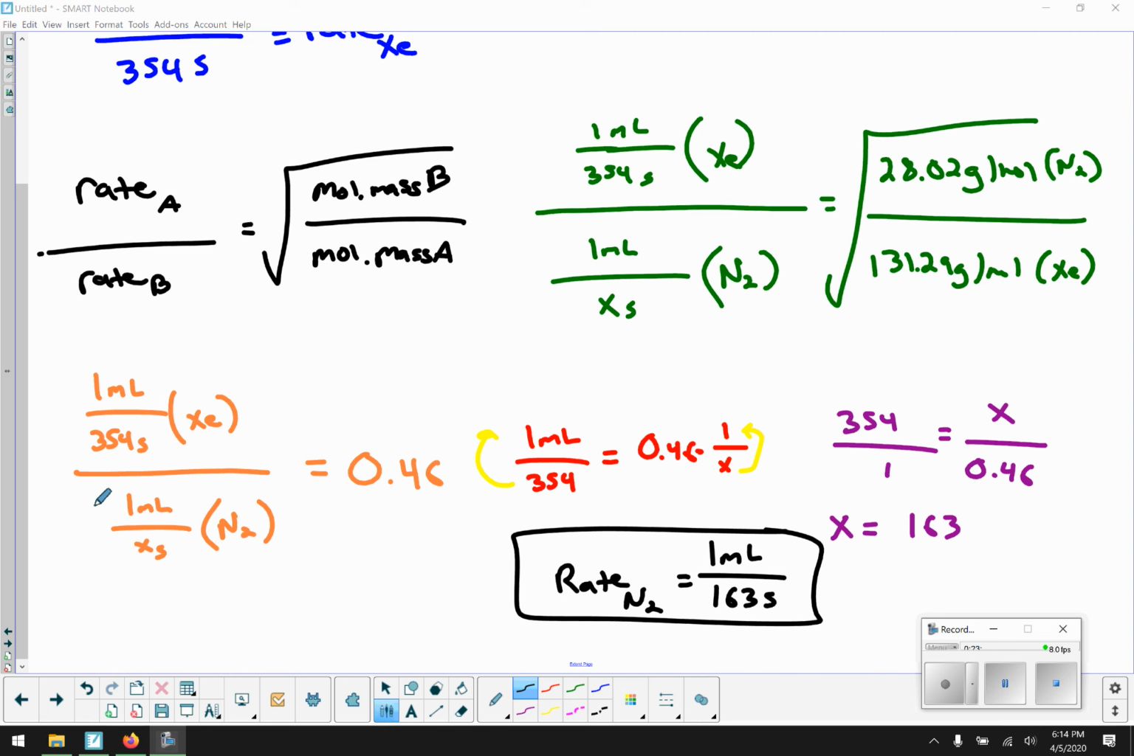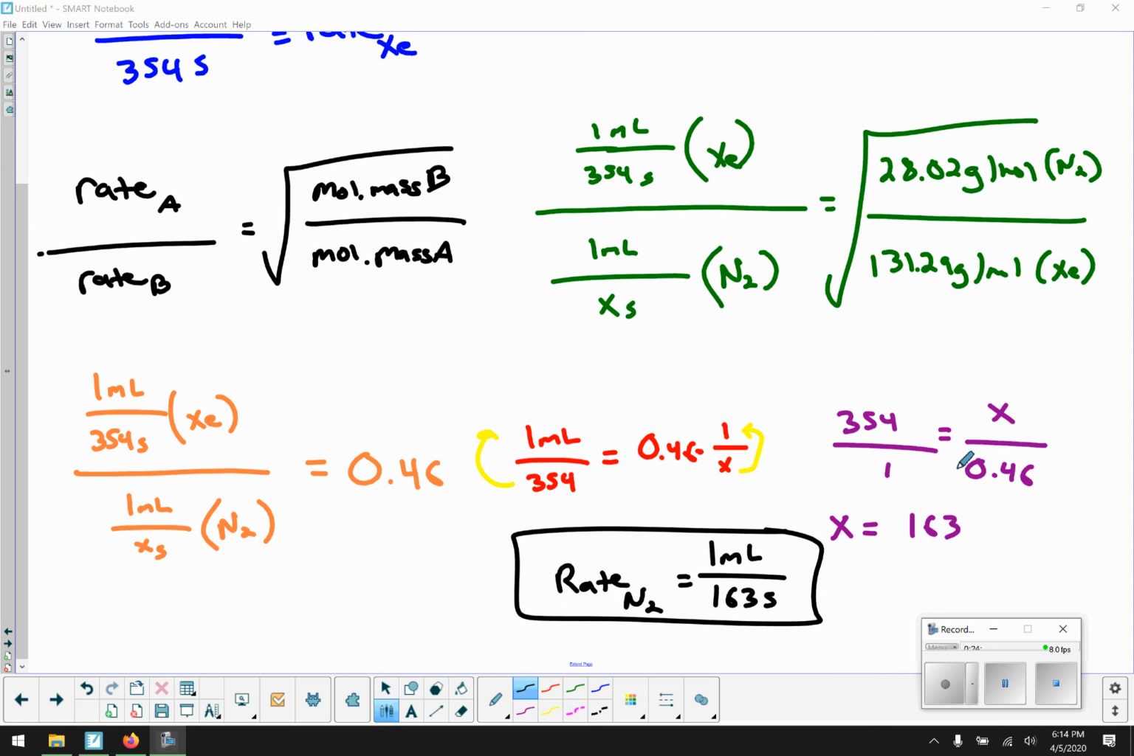The fraction with X in it is in the bottom of our fraction. I don't like that, so I'm going to get it out of there by multiplying both sides by 1 milliliter divided by X seconds. So all I end up with here is 1 milliliter over 354 equals 0.46 times 1 over X. And then X is in the bottom, but this is an equation, so I can just flip both sides and end up with 354 over 1 equals X over 0.46. And that, there in purple, is pretty easy to solve.